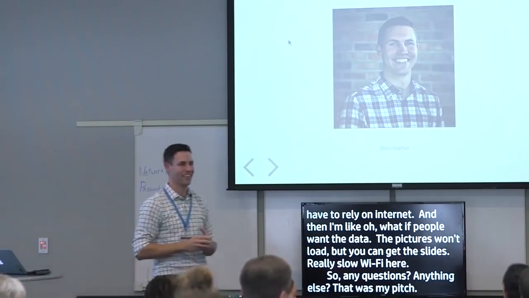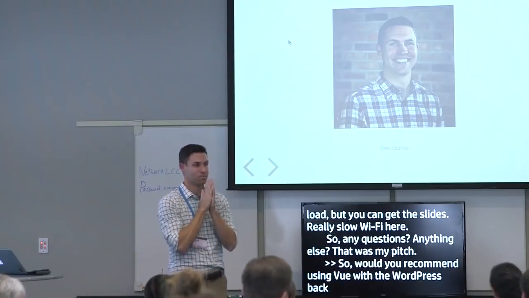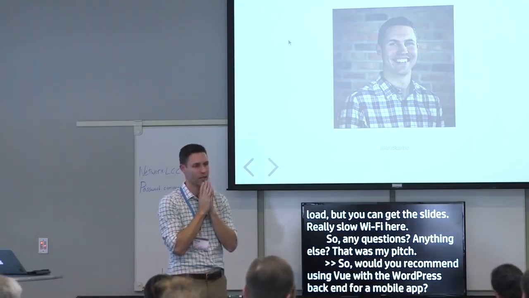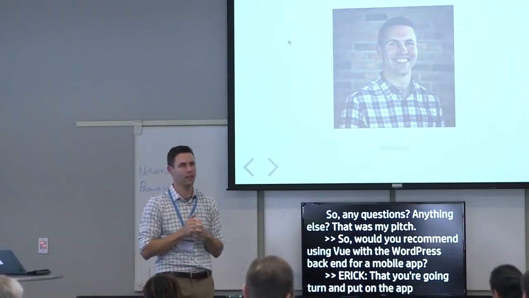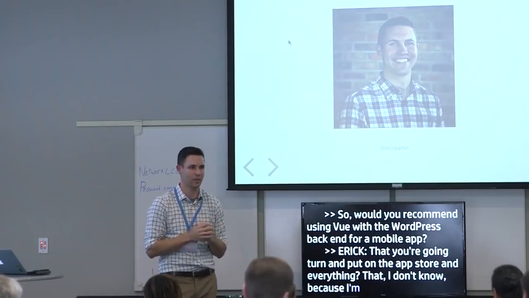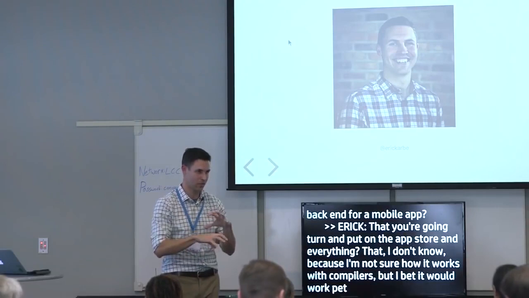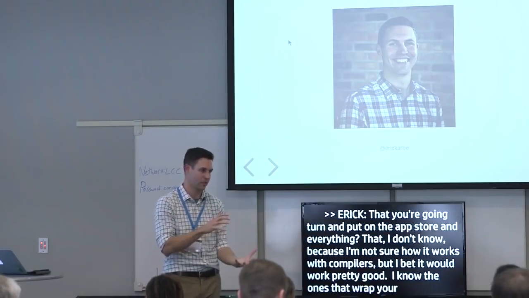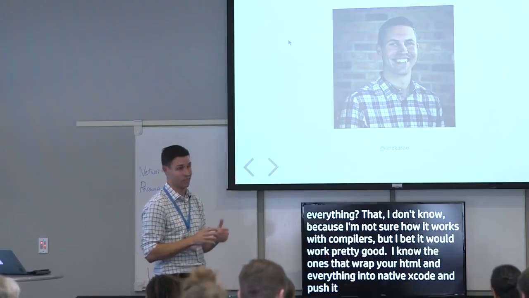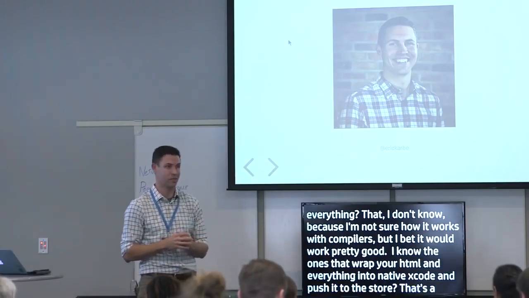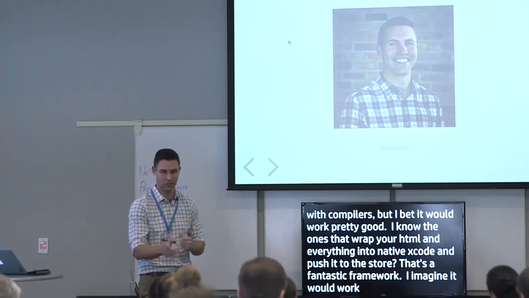Would you recommend using Vue with the WordPress backend for people building a mobile app, a hybrid that you're going to turn into a native app and put on the App Store? That I don't know, because I'm not sure how it works with compilers, but I bet it would work pretty good. I haven't worked with them too much, but I know the ones that wrap your HTML and everything into native Xcode and push it out to the store. I'd imagine, it's super modern. It's a fantastic framework. I'd imagine it would work really well, but I don't know for sure. Okay. Good question.